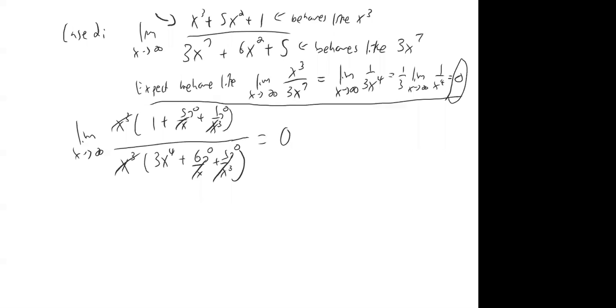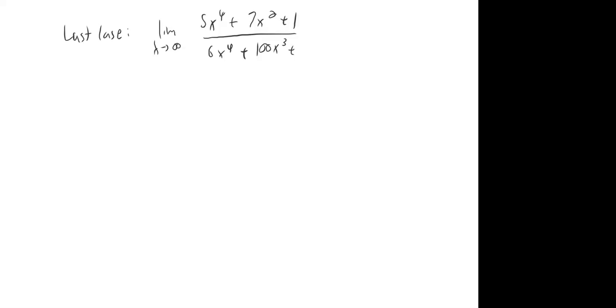Okay, so last case. We almost covered every case. So the degrees are the same. So I don't know, 5. I forgot the limit. Limit x goes to infinity, 5x to the 4th plus 7x squared plus 1 over 6x to the 4th plus, I don't know, 100x cubed plus 5. Whatever.